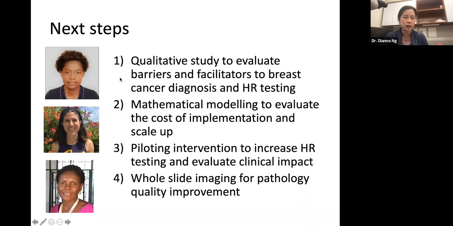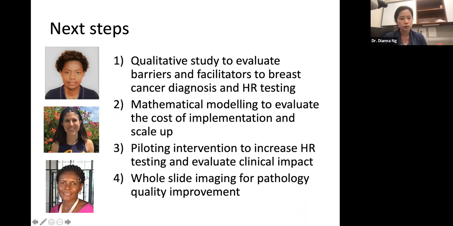This is being led by Dr. Kimambo, who's pictured here. This project is actually funded by a Global Fellowship, an NIH Fogarty Fellowship. We also have another project that's ongoing that uses pre-existing data. Here, Dr. Lauren Eiler is going to lead this project where she's going to use mathematical modeling techniques to evaluate the cost of implementation, scale up, as well as potential clinical impact.